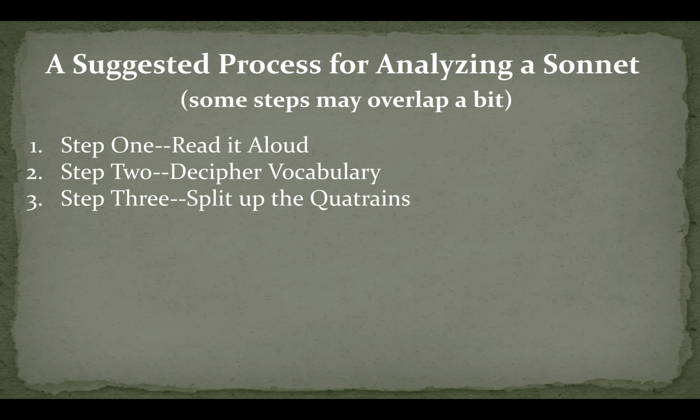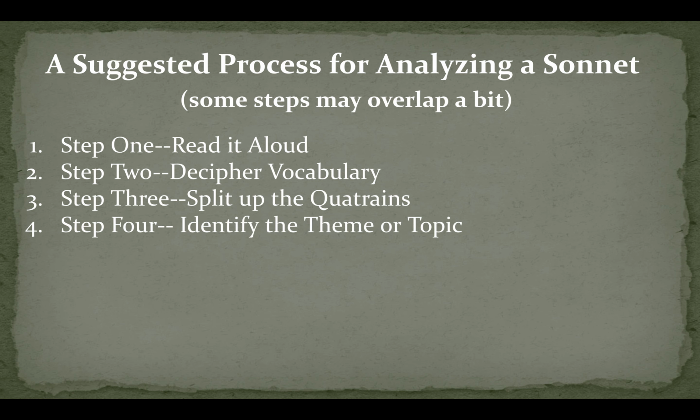The next step is we're going to split up the quatrains. Since we know that each quatrain accomplishes a particular thing, splitting them up and being able to look at them independently as well as how they connect is important. Step 4 is to identify the theme or topic. We're going to be getting hints of this right from the very beginning, right when we read that first quatrain. We're going to start getting a feel for this as we read it aloud, as we decipher the vocabulary, etc.